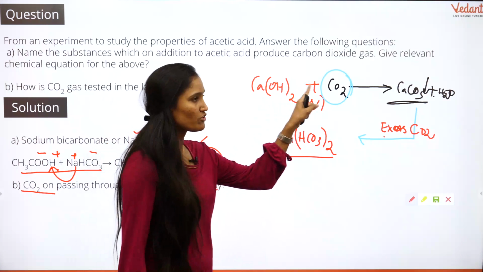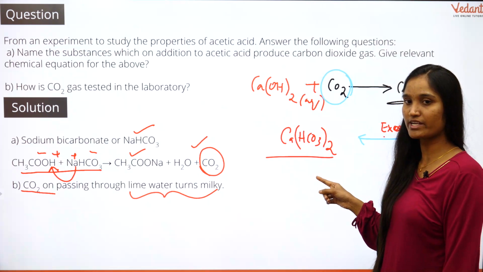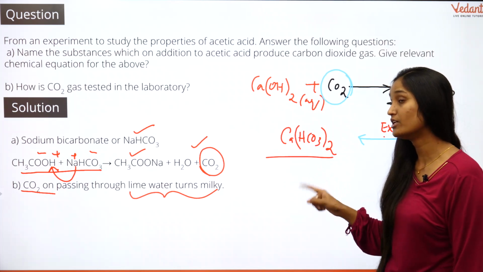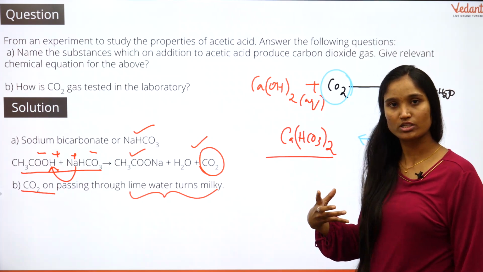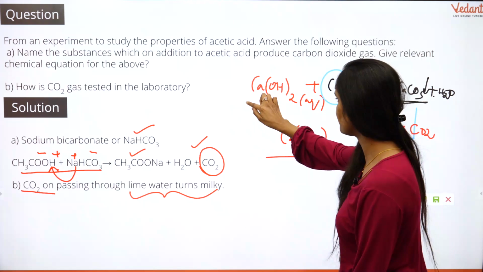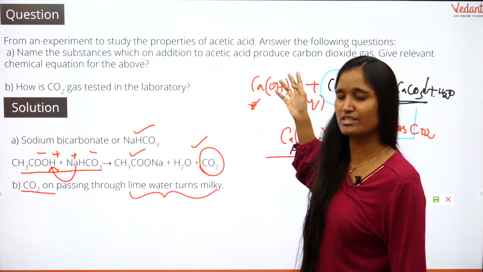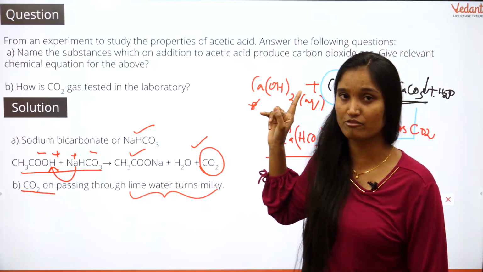So on passage of limited carbon dioxide, lime water turns milky, but then on passage of excess carbon dioxide, you will have the milky water turned back into a colorless solution. Important thing. Done. So this is an actual practical based question. This I have just extended because this is also important enough.